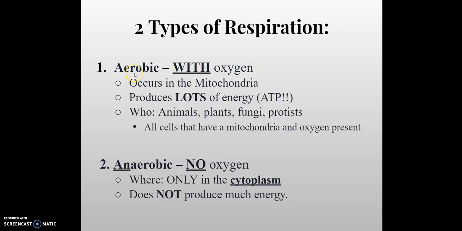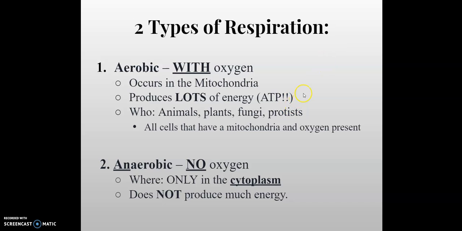First, aerobic respiration, which is respiration with oxygen present. So you're going to see oxygen in that equation because oxygen is present and being used in this equation. Aerobic respiration occurs in the mitochondria, so anytime cellular respiration is happening in the mitochondria, it is aerobic. It produces a lot of energy. So it produces about 32 to 38 ATP.